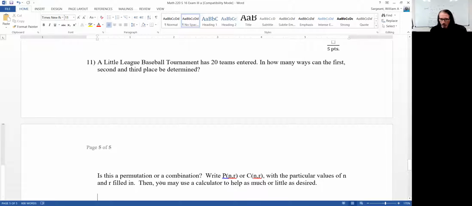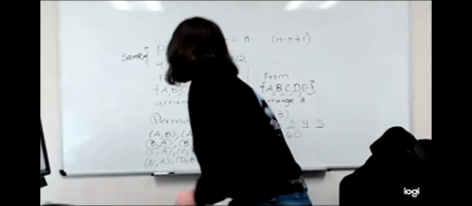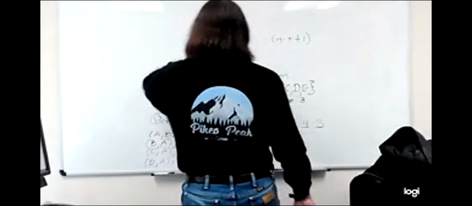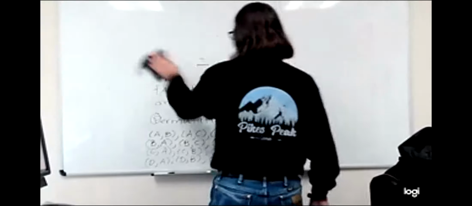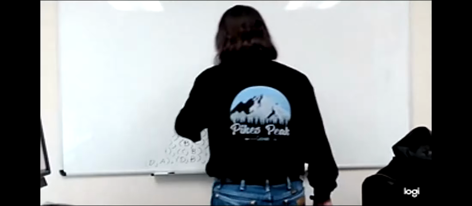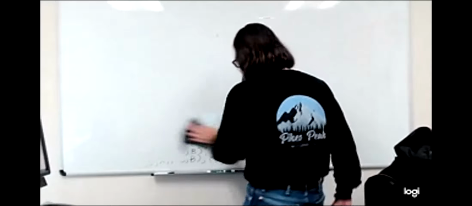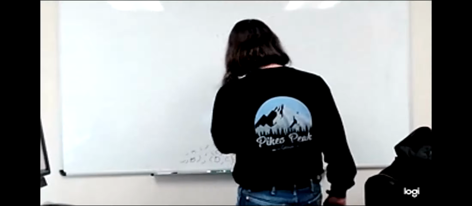So there would be 3 blanks to put in here because we want to pick the top 3 teams. And from that, start off with 20.